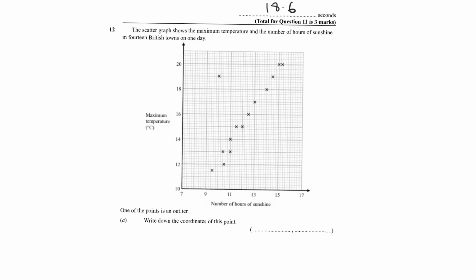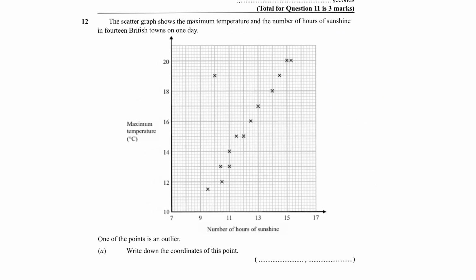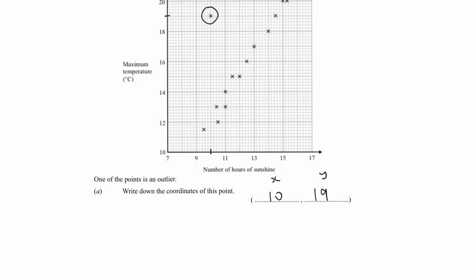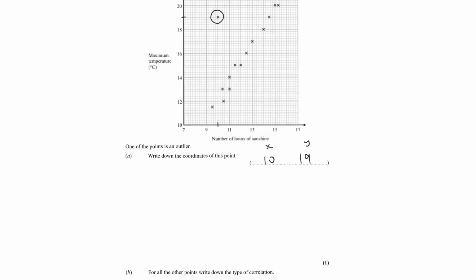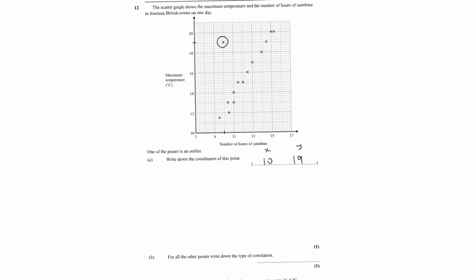So then moving on to question 12, scatter graphs, love them. It says one of the points is an outlier, write down the coordinates. Outlier just means it's out of the squad. It's not part of everything else. So it's this one here, so the coordinates would be 10 and then 19. Remember, you always write your x before your y value because x comes before y in the alphabet. Then for all the other points, it wants us to write down the correlation. As we can see, everything is going up, so we would call this a positive correlation.